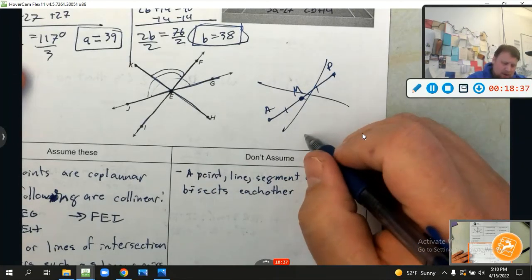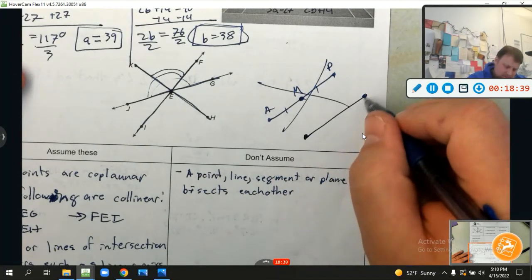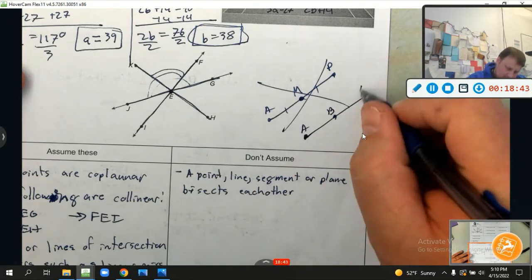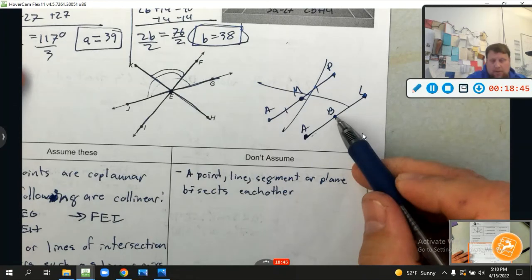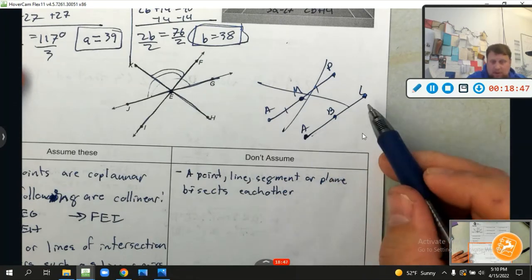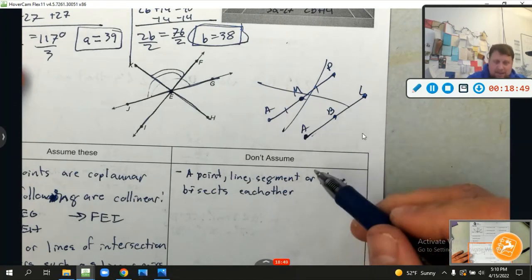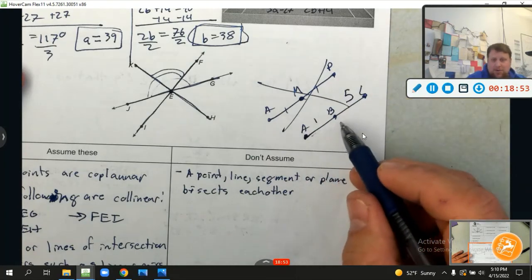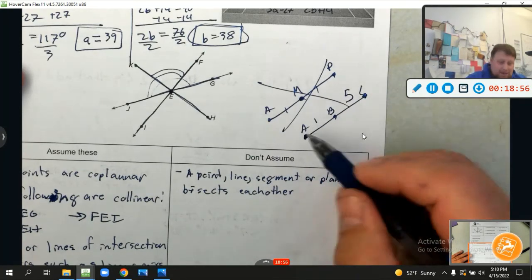If I just see a drawing that looks like this, I can assume B is in between those 2 points, but I can't assume any distances. It could be that this is a distance of 1, this is a distance of 5. It doesn't matter that it's drawn in the middle. I can't assume anything, okay?